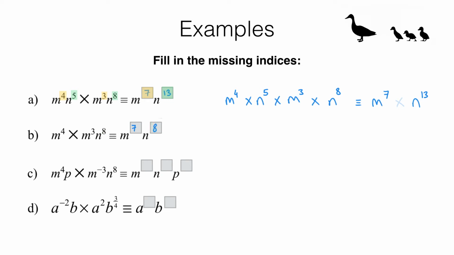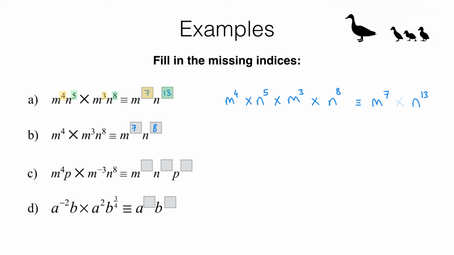Notice we're just looking for when we're multiplying powers with the same base, and when we are, we simply add the indices. So because these have the same base, I can add the 4 and the 3 to get the 7, and then I'm multiplying by n to the power of 8, so I need to multiply by n to the power of 8. There is an invisible multiplication right here.